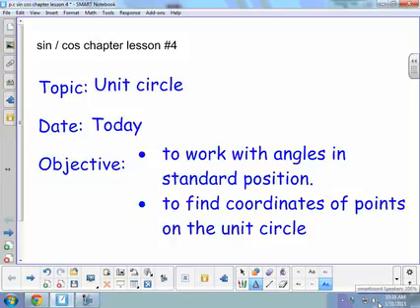All right, we are moving on in our unit to lesson number 4. Today's topic is the unit circle, and like always, today's date is today. Our objective is to work with angles in standard position and to find the coordinates of points on the unit circle.